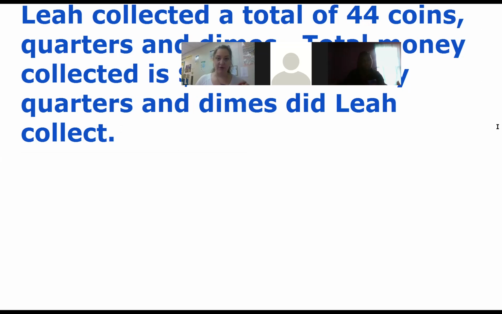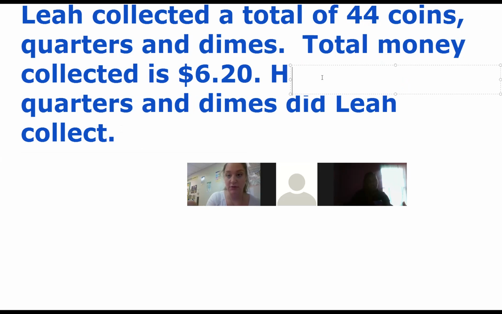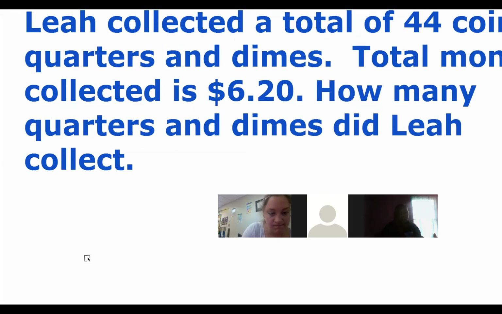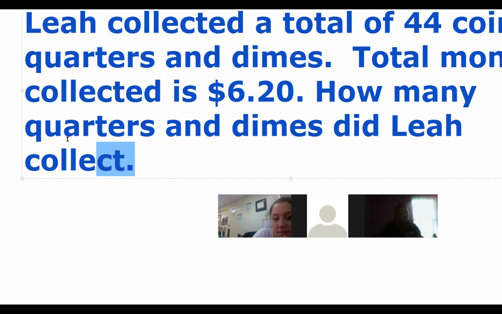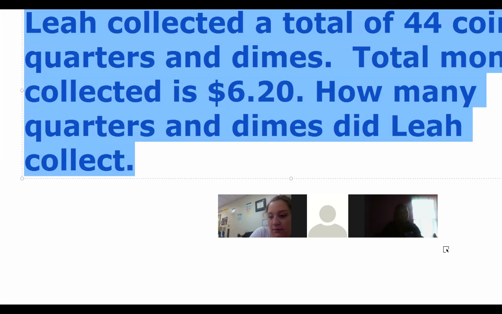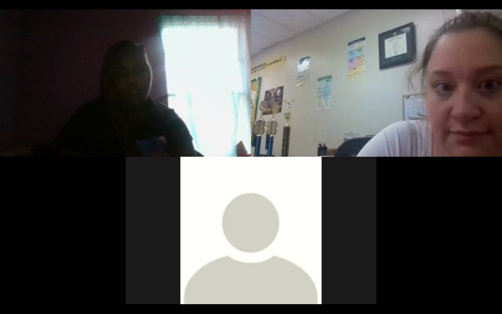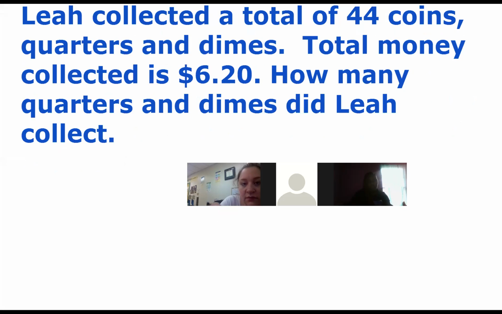Okay, so just like last time with our coins, we're gonna do an equation about the money and an equation about how many coins I have, okay? So right away, I know I have a total amount of 44 coins. Okay, so we have total coins and we have total money and we have quarters and dimes again.